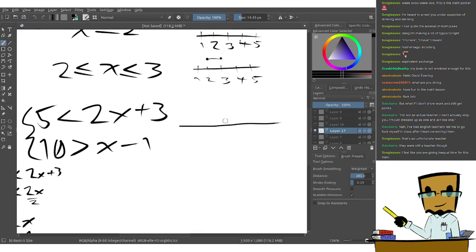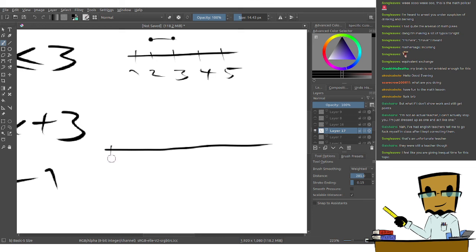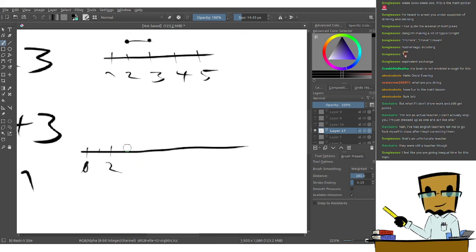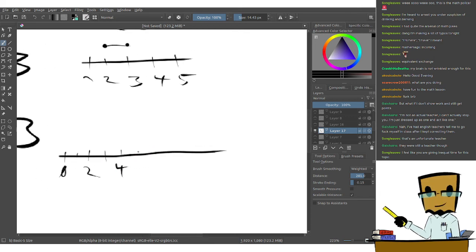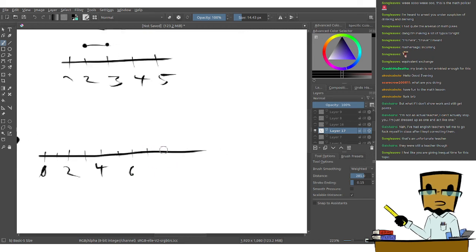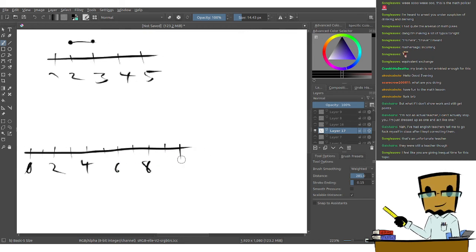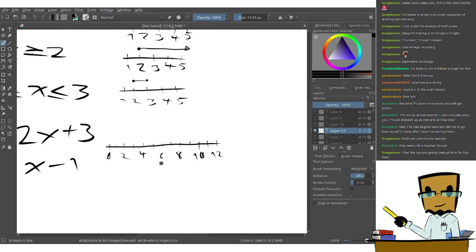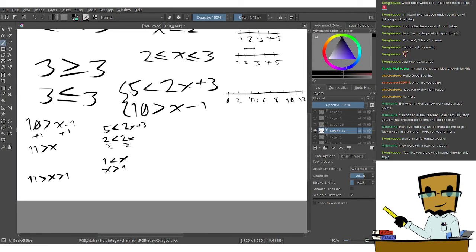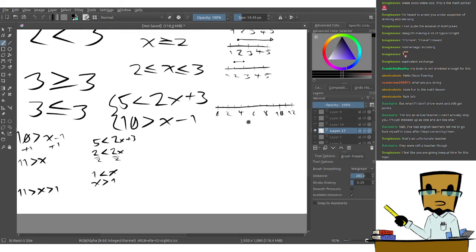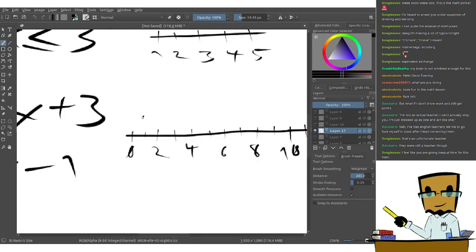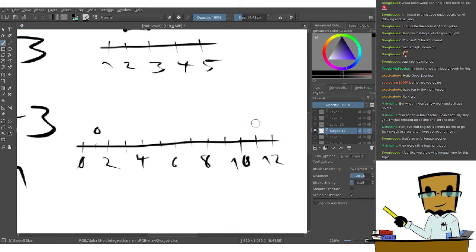So, 0, 1, 2, 3, 4, 5, 6, 7, 8, 9, 10. Let's make it a little bit more proper. 11, 12. So we know that it's greater than but not equal to 1, and less than but not equal to 11. There we go.